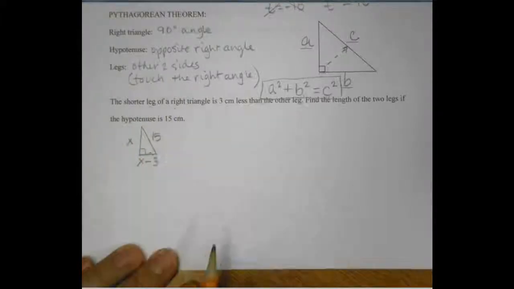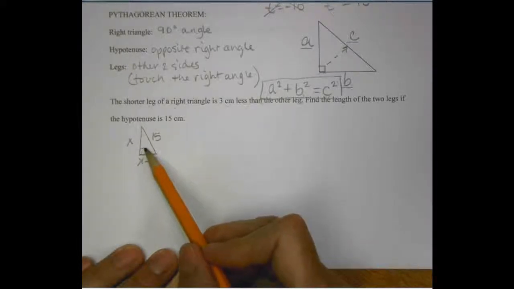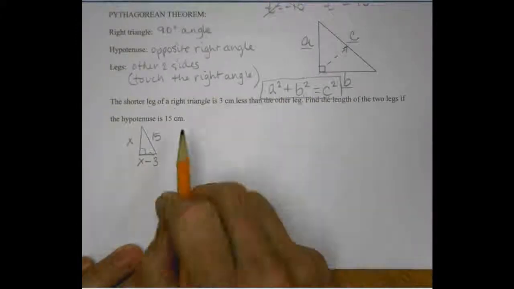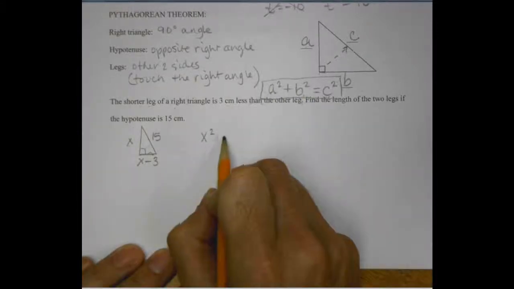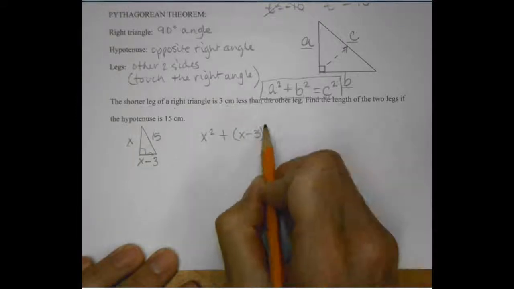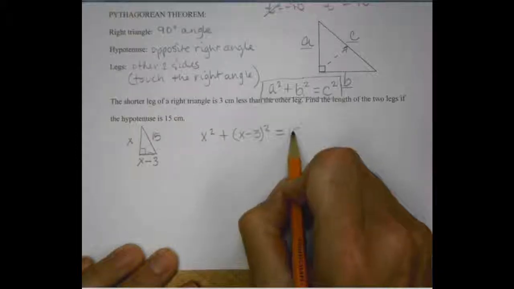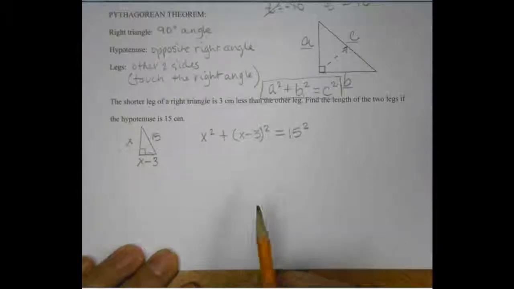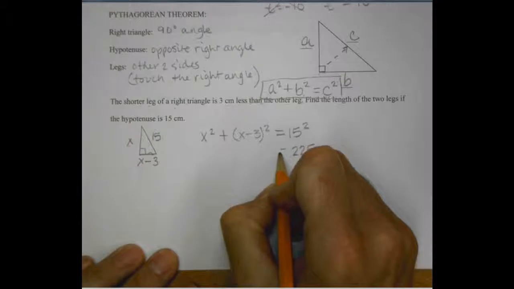So I know that my hypotenuse is 15 centimeters, and that of course is the one across from the right angle. So then I can use my formula. I have X squared for my A, and then I have plus this X minus 3. That's my B, so I'll square it, and that should be equal to the hypotenuse, or C, so it's 15 squared. Now, I'm looking at 15 squared, that's 225. I can go ahead and multiply that one out.